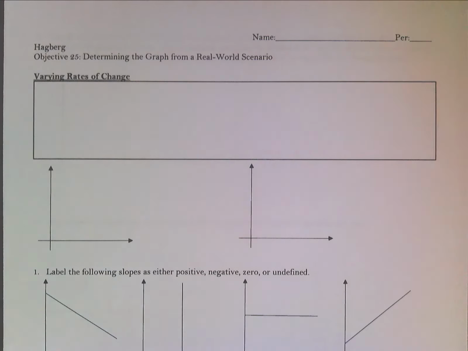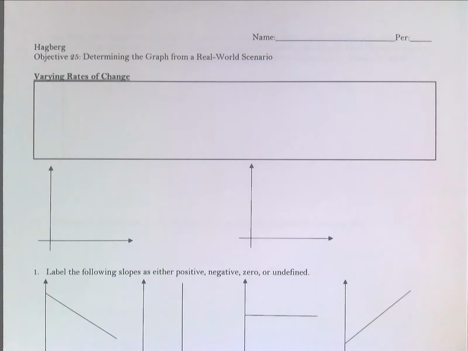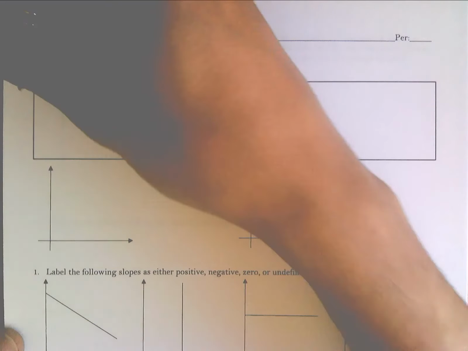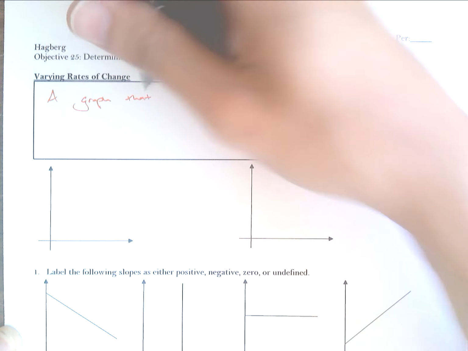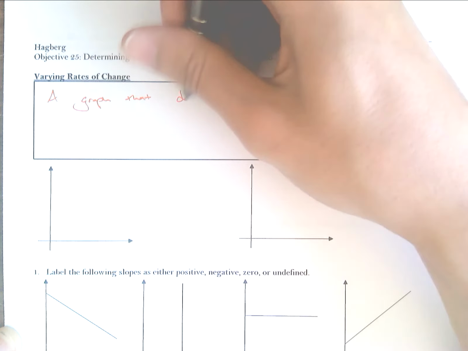All right, here we go with the final objective of our unit, which is objective 25, talking about determining the graph from a real world scenario. So, here I first want to talk about varying rates of change. A varying rate of change is a graph that does not have a constant slope.